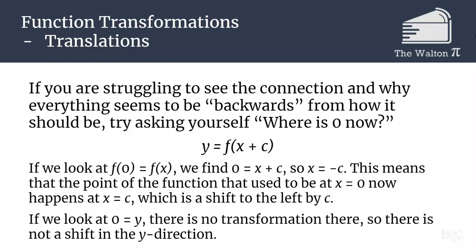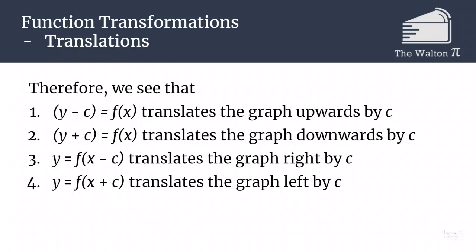If we look at y equals 0, there's not going to be a transformation here. So it's still going to be exactly the same in the y direction. So it's only been shifted to the left by c. So, to summarize, these are the 4 ways that we can translate a function.